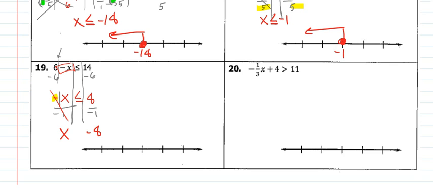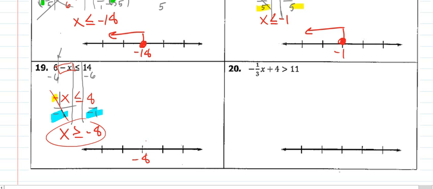Now, did we just divide by a negative? We did. We had to get the x positive, to just get x. We don't want negative x, we just want x. Since we divided by a negative, the sign flips, which means x has to be greater than or equal, filled in circle, line going to the right for numbers greater than or equal to negative 8.